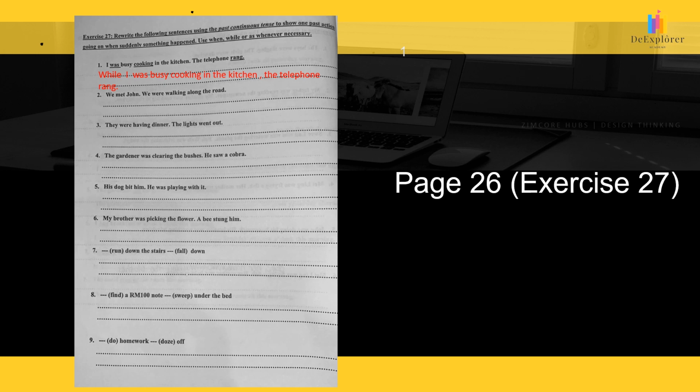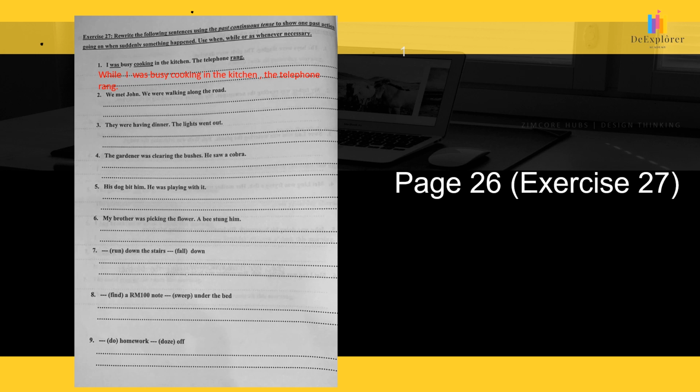The same goes with number 5. His dog bit him. He was playing with it. 正在跟他玩，突然间咬他，就是那个狗。Okay, so when you don't have to rearrange, 不用排过的，就是start with his dog bit him while he was playing with it.